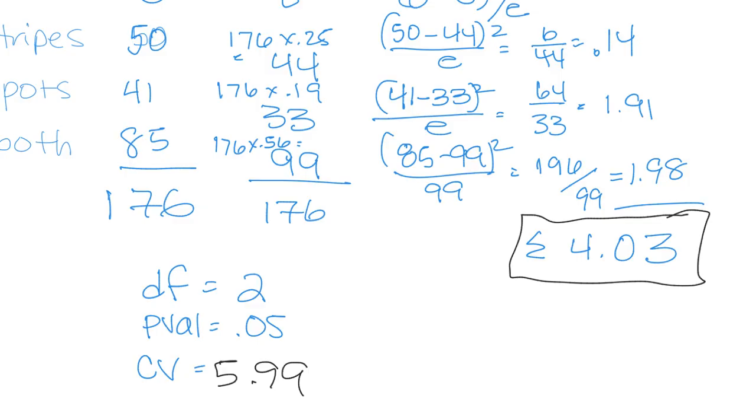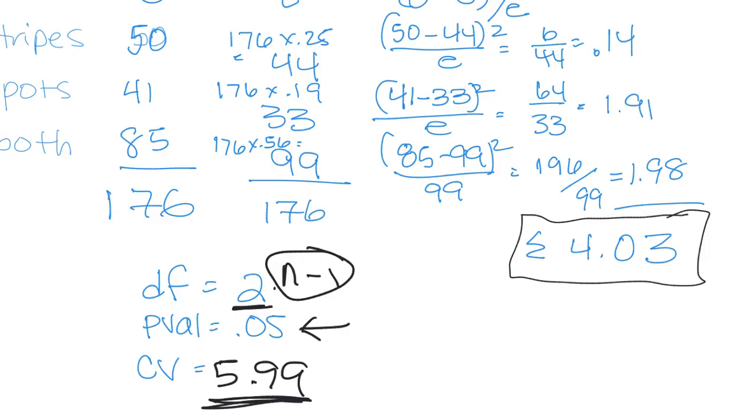If you remember how to get degrees of freedom, you take your outcomes. We have 3 outcomes, which is stripes, spots, and both. So our degrees of freedom is n minus 1, which would give us 2. We always use a 0.05 p-value, and that gives us a critical value of 5.99.